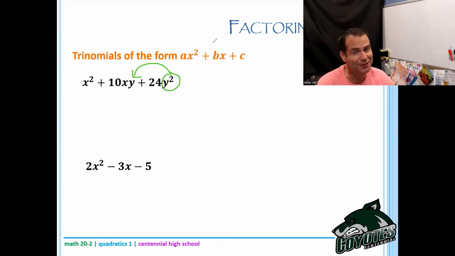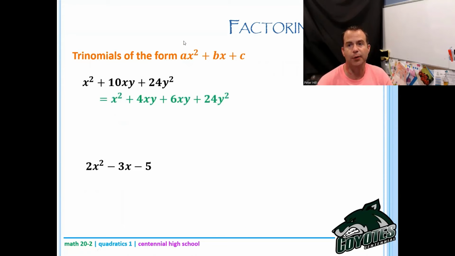You've already tried this yourself. You're now comparing your answers with my answers. Those two numbers are 4 and 6. So I'm going to split my 10xy into 4xy and 6xy. Whatever goes after the number needs to go after the two friendly numbers that you have as well. So make sure you're consistent with that.